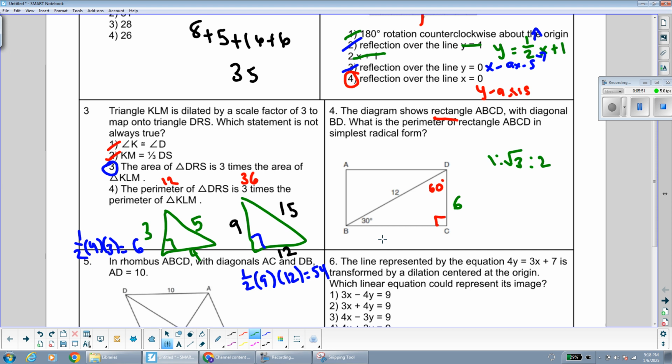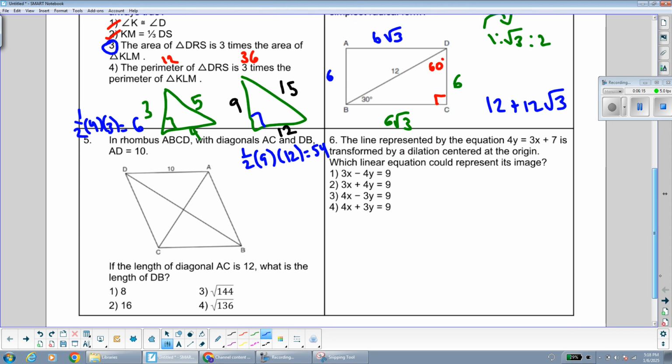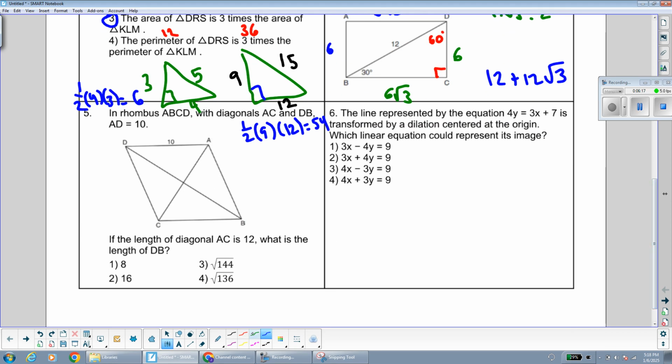And then what we're going to do is multiply it by radical 3 to get the side across from the 60-degree angle, because from the smallest to the middle biggest, it's times radical 3. So for the perimeter, because rectangle opposite sides are congruent, we have 12 plus 12 radical 3, and that's our perimeter. Okay, moving down to number 5.